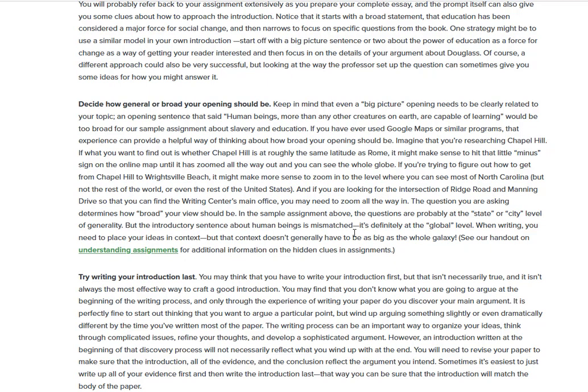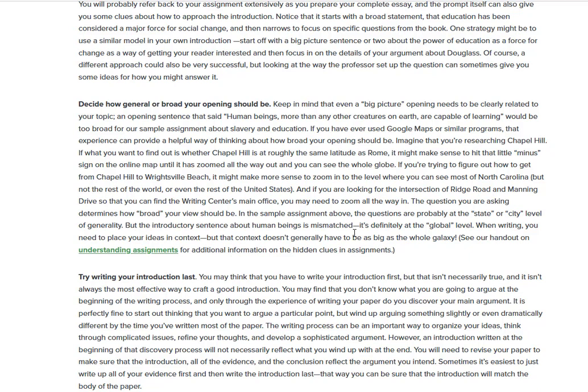An opening sentence that said, "Human beings, more than any other creatures on earth, are capable of learning," would be too broad for your assignment. If you have ever used Google Maps or similar programs, that experience can provide a helpful way of thinking about how broad your opening should be.